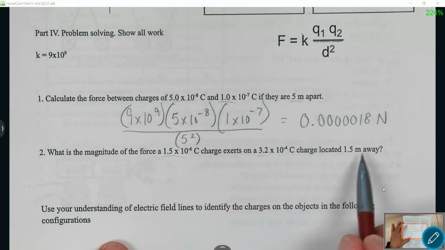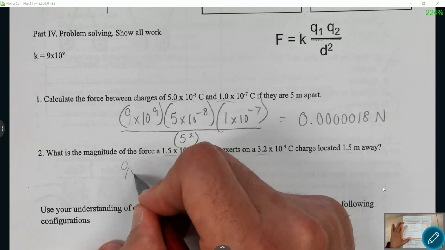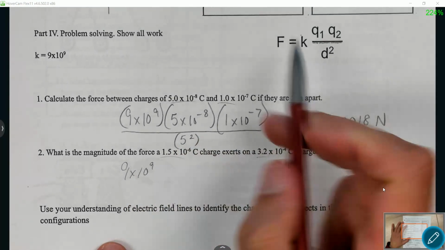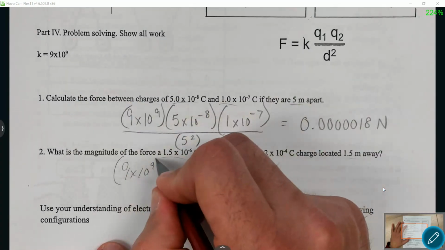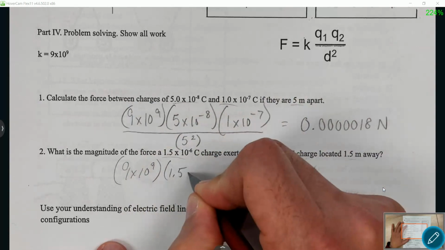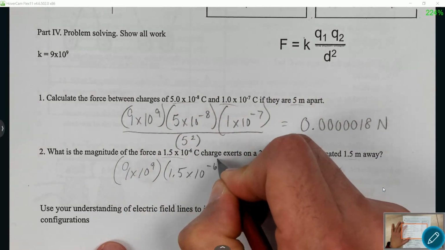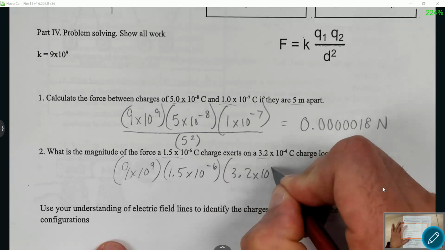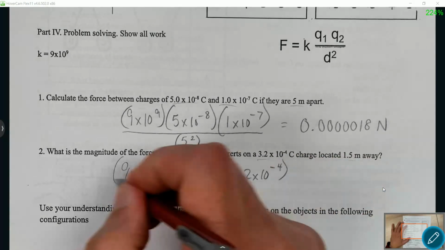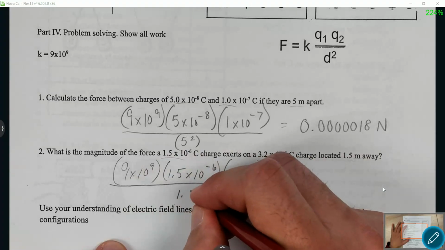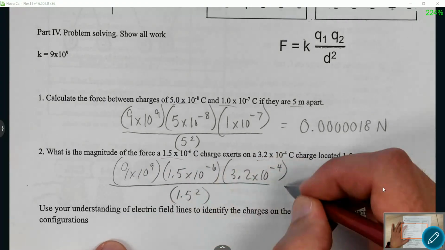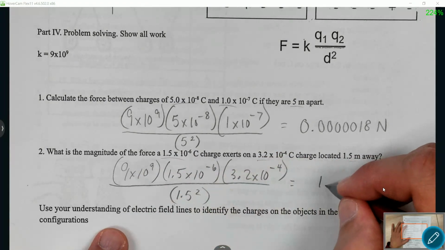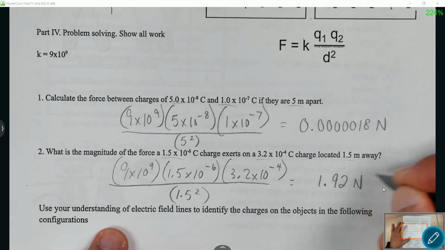Charge of the first, charge of the second, distance. Again, K goes first in the equation, which is your 9 times 10 to the 9th, times 1.5 times 10 to the negative 6, times 3.2 times 10 to the negative 4th, divided by the distance between their centers squared, and this will come out to give us a value of 1.92 newtons.